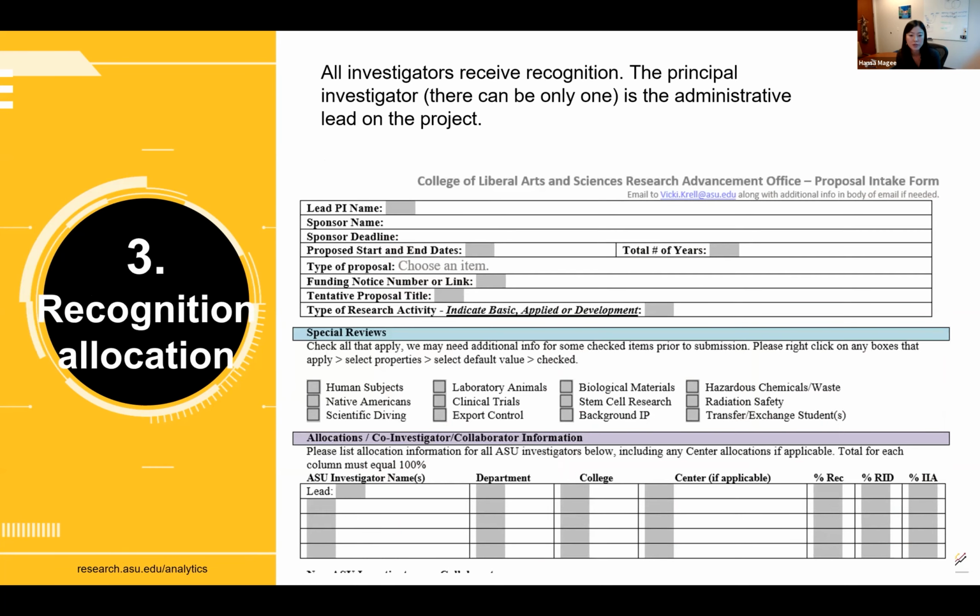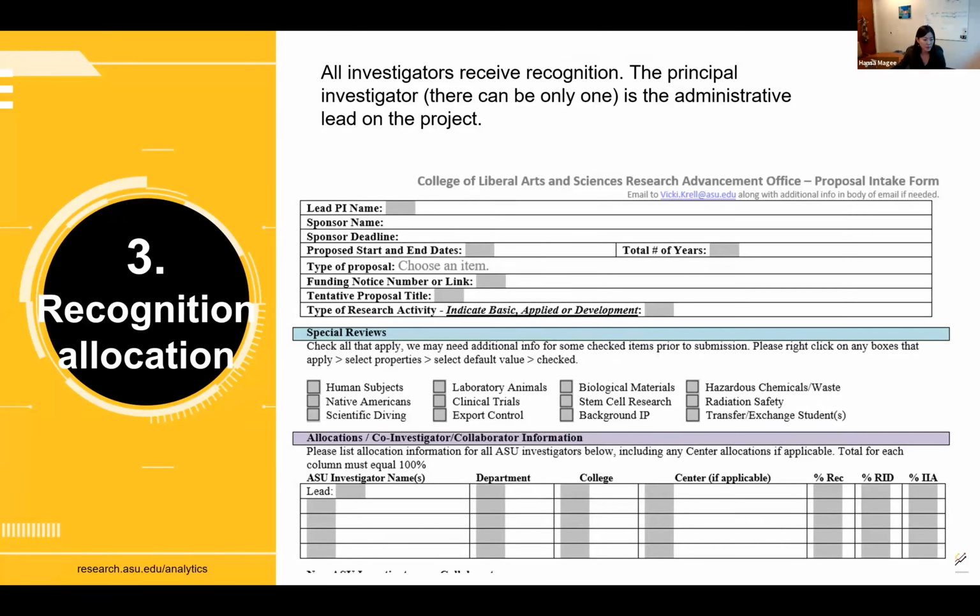Okay, so we are going to go into recognition. And this is a somewhat confusing concept. Even a lot of research administrators that have worked here for a long time, I find are still a little confused with it because there is a disconnect between the forms that they fill out and the reporting that I do. And so it takes a lot of training and a lot of using the data over and over before you get it. So I threw this in here. This is from my colleague, Vicki Krell, there in the college. And this is the form that she uses when faculty want to submit a proposal.